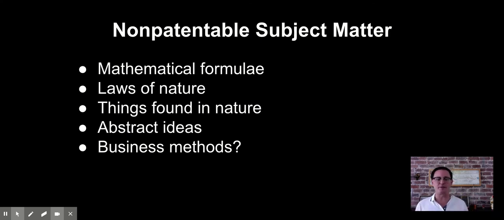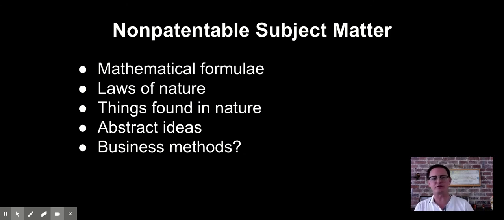I mean, giving people a patent in a mathematical formula as a formula would mean that other people wouldn't be allowed to use it. And it just doesn't seem efficient or productive. It seems like maybe that might be giving people too much. Same with laws of nature, or things that are already found in nature, right?